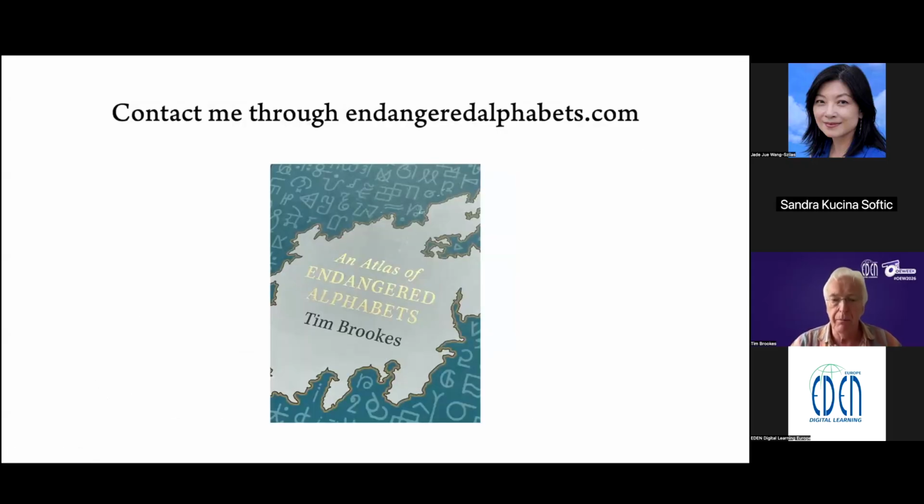This is one of the books that I've written on the subject. And it's an introduction to about 100 of the world's minority scripts. And in each case, it really asks the question, what is special about this script? Why is it endangered? Why is it important to its community? Why should we pay it attention and respect?